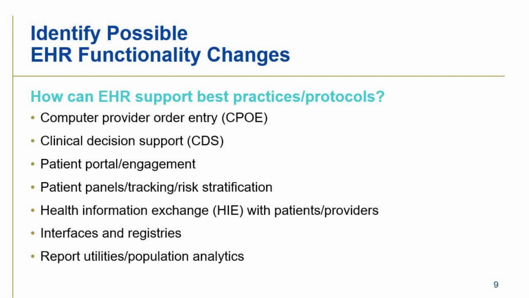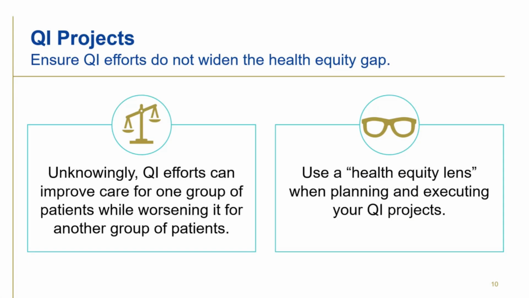You also might want to consider how technology can help support your quality improvement aim. Looking into the available functionality of your EHR may help identify additional changes to test or ways you can leverage technology to support your workflows or data reporting. Quality improvement efforts can unknowingly improve care for one group of patients while worsening it for another. It is important that you keep health equity considerations in mind when brainstorming and researching changes to test.